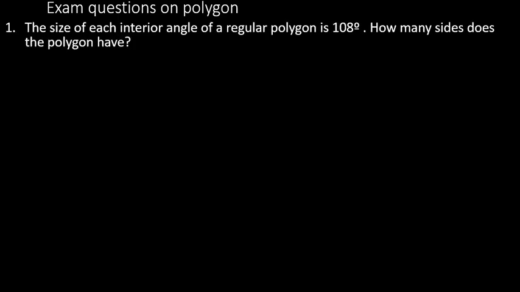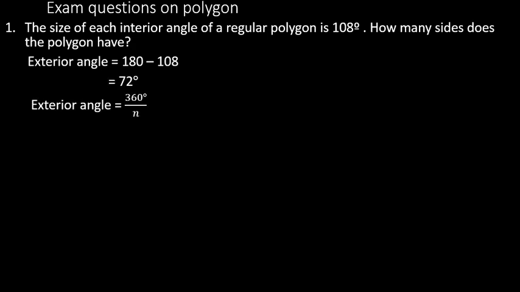Our first question says the size of each interior angle of a polygon is 108 degrees. How many sides does the polygon have? In this particular case, we're going to find the exterior angle. For us to find it, we subtract 108 from 180, and we know that this is going to give us 72.